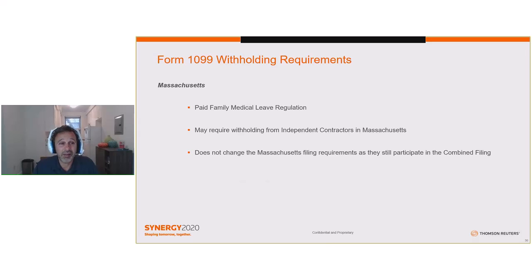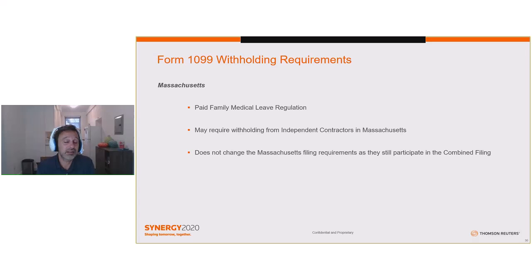What most people did not realize is buried within this law is that the paid family medical leave withholdings are not only applicable to employees, they are also applicable to independent contractors that you're paying in the state of Massachusetts.